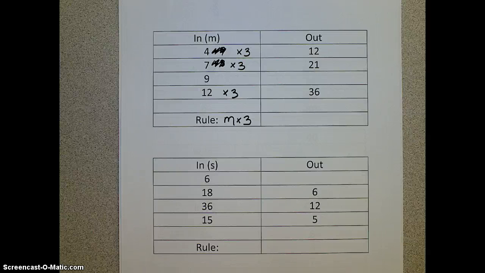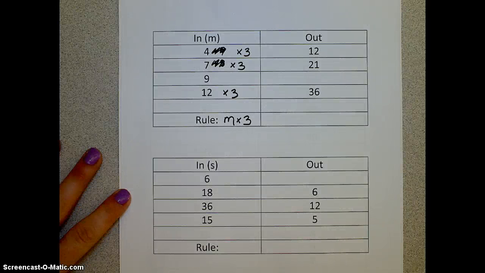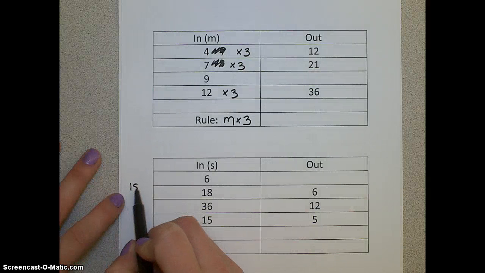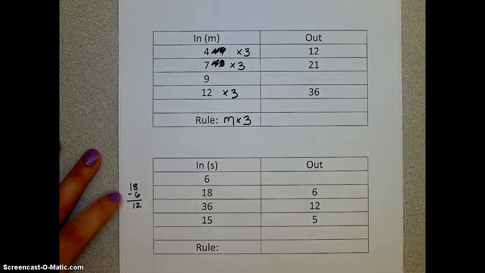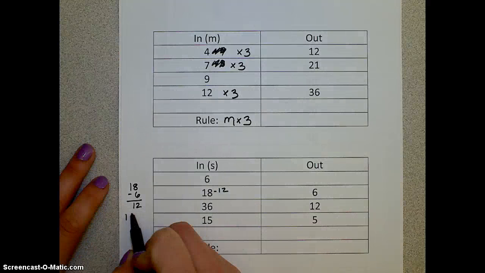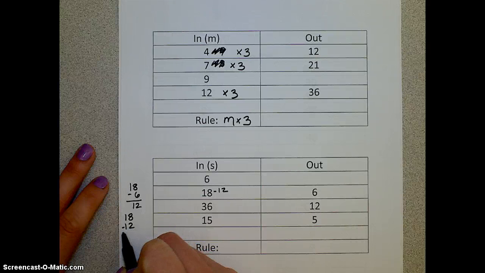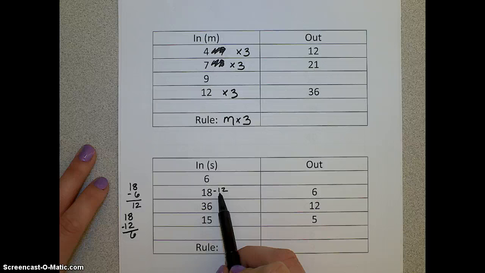I'm going to first ask myself, 18 minus what will get me 6? So I can even do 18 minus 6, and the difference there is 12. So I can try 18 minus 12. We'll do 18 minus 12. That is 6. Okay. So maybe my rule could be minus 12.